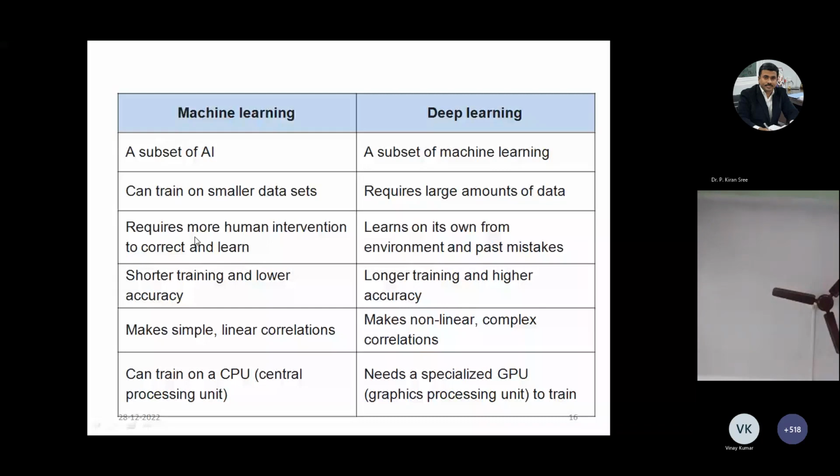Applications use a supervised learning technique, a semi-supervised learning technique, or sometimes it could be unsupervised. Whereas deep learning additionally uses one more learning technique. We'll see what that one extra learning technique in deep learning is. That's the difference. It learns on its own from the environment and past mistakes. It may be reinforcement learning, but besides reinforcement, there is one more additional technique we have in deep learning.